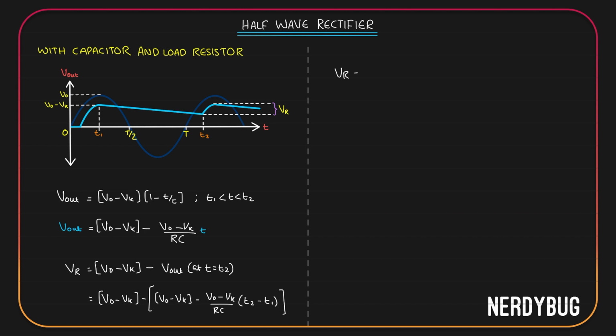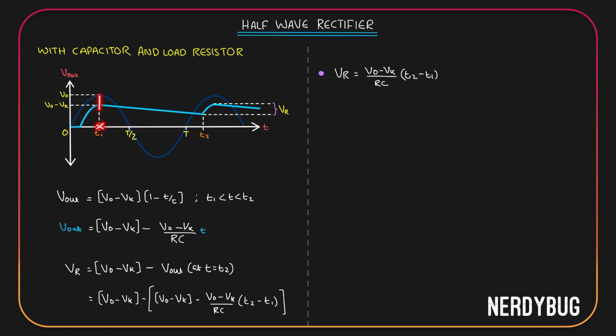Now we can write VR as (V0 minus Vk) minus (V0 minus Vk) plus (V0 minus Vk) divided by Rc multiplied by (T2 minus T1). These two will cancel each other. So ripple voltage is (V0 minus Vk) divided by Rc multiplied by (T2 minus T1). Now T2 minus T1 is this much.